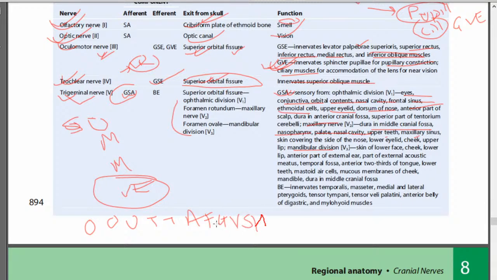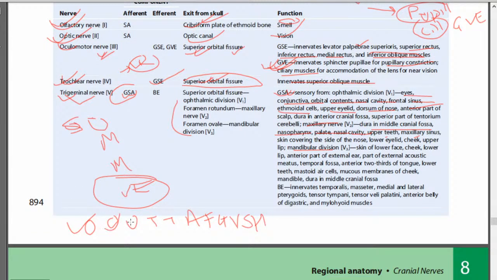O represents the olfactory nerve, another O for the optic nerve, and the other O for oculomotor. We need to remember that it starts with the nose. The olfactory nerve supplies the nose and helps in smelling, and this is special afferent as well. The optic nerve is also special afferent, so the first two are special afferent.